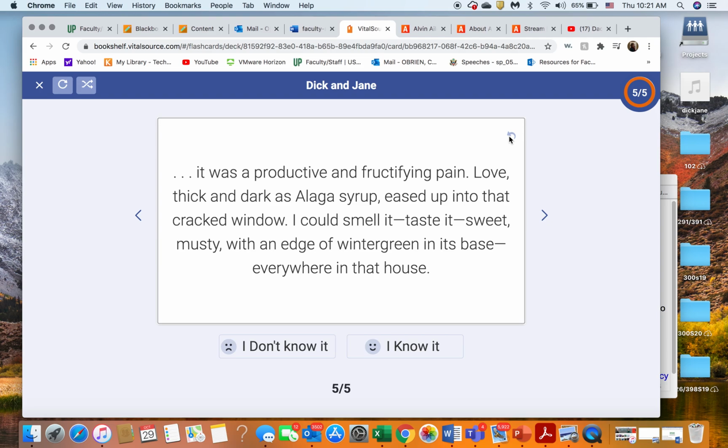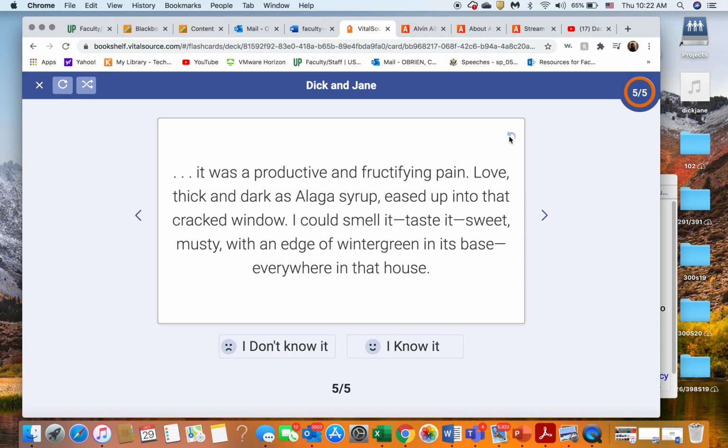She first tells us about being sick, and then she talks about how it really wasn't that painful after all. It was a productive and fructifying pain. Love, thick and dark as a log of syrup, eased up into that cracked window, meaning that broken window in her bedroom in the old, cold greenhouse. I could smell it, taste it, sweet, musty, with an edge of wintergreen in its base, everywhere in that house.